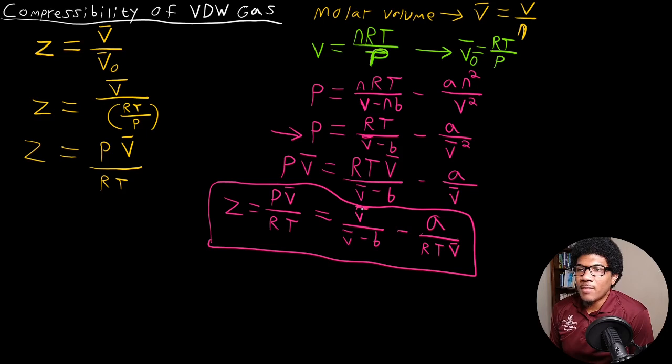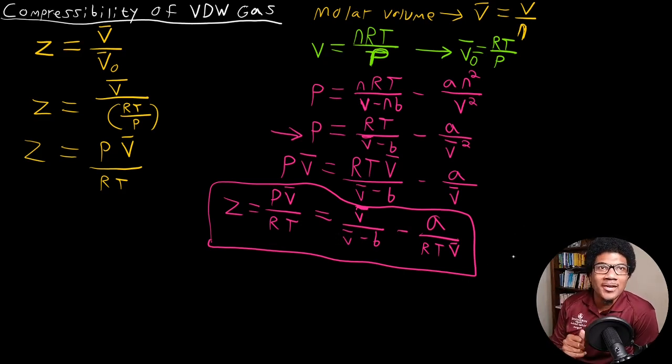Now, it may not look like much, but let's sit and analyze this for a second to see what it's telling us. Keep in mind that the compression factor is how much a gas deviates from ideal behavior. So if you want to interpret an equation like this, what you're really asking yourself is, under what conditions is this equal to 1? If we look at this first term, it can easily be equal to 1 if the excluded volume is very small, so if the excluded volume is small compared to the real molar volume.